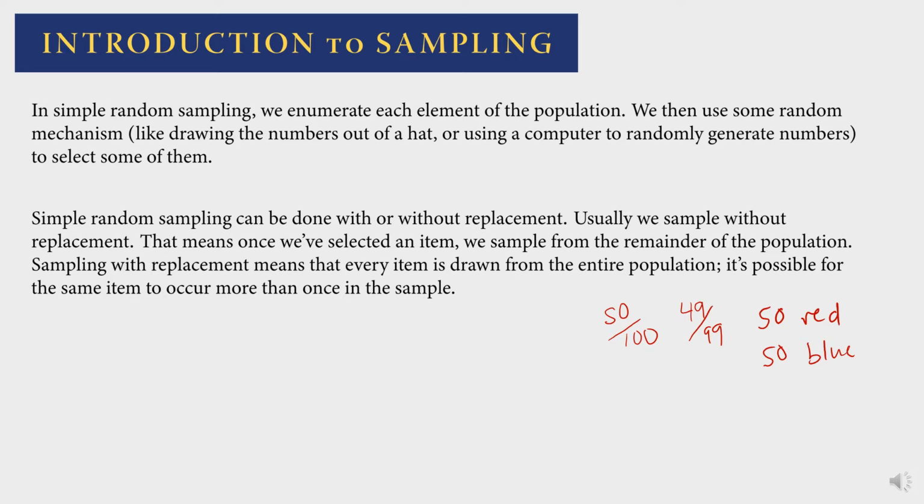Now, sampling with replacement means that you put the sampled elements back into the pool. So now if you draw a red marble, you put it back and then draw again. The probability of getting the red marble was 50 of 100 on the first round, and because you just put it back, it's going to be 50 out of 100 on the second round. So there's a little bit of a different probability dynamic when you sample with replacement versus without.